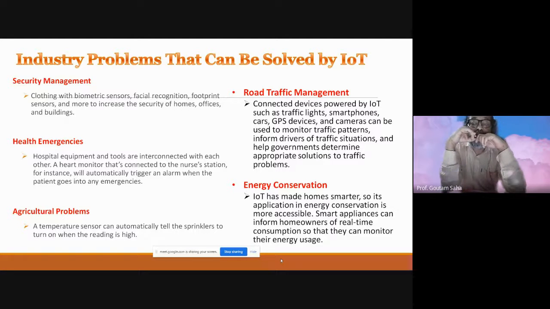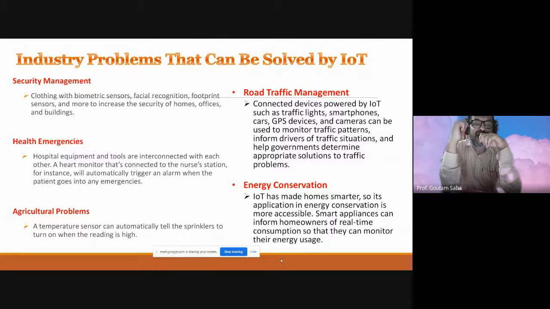Problems that can be solved by IoT: security management, biometric sensors, facial recognition, footprint sensors, and more security in homes, offices and buildings. Facial recognition is one thing we have implemented. We have developed a system in a car. If the driver is sleeping or feeling sleepy or woozy, his eyelid movement will be slower, so it will catch that.